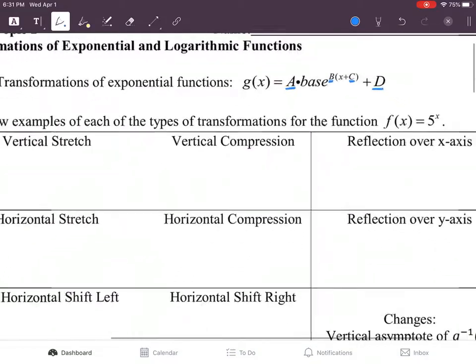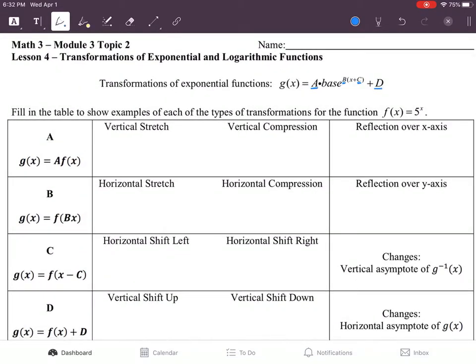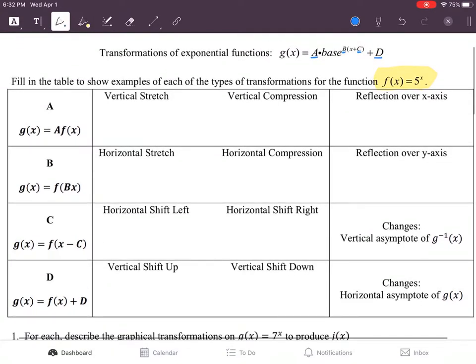Okay, so let's get into it. I'm going to show you how these work. We're going to be basing all our stuff off of our equation here of f of x equals 5 to the x. All right, and what we're going to do is show you examples of these with numbers in them to make it understandable, hopefully.